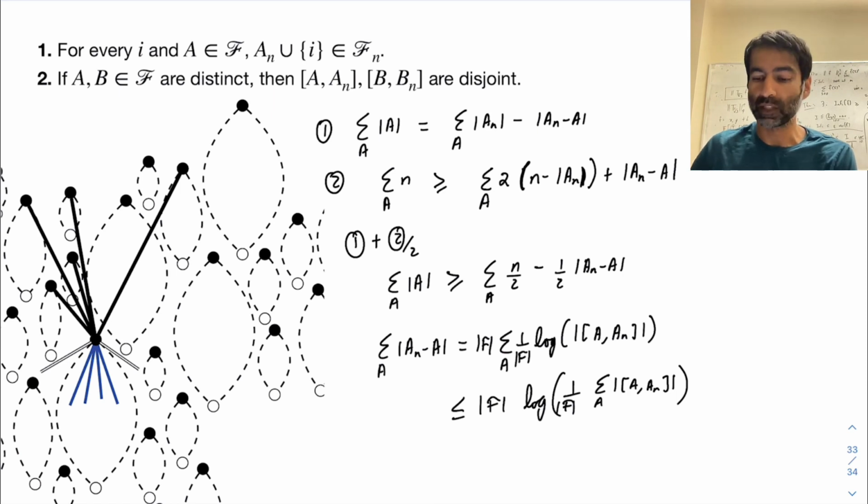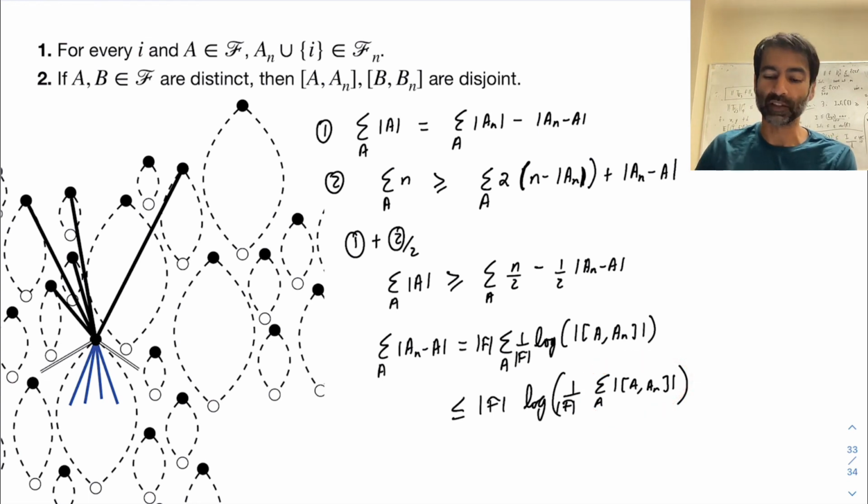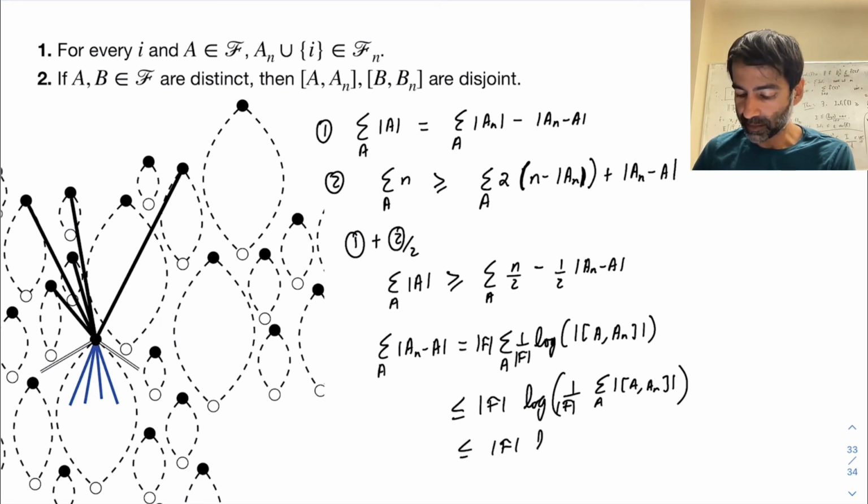Now finally, I want to use the fact that the intervals are disjoint. And that means that the total size of all the intervals here is at most 2 to the n, because all the intervals are disjoint. So I get that this is at most the size of F times log of 2 to the n divided by the size of F, which is equal to the size of F times n minus log of the size of F.